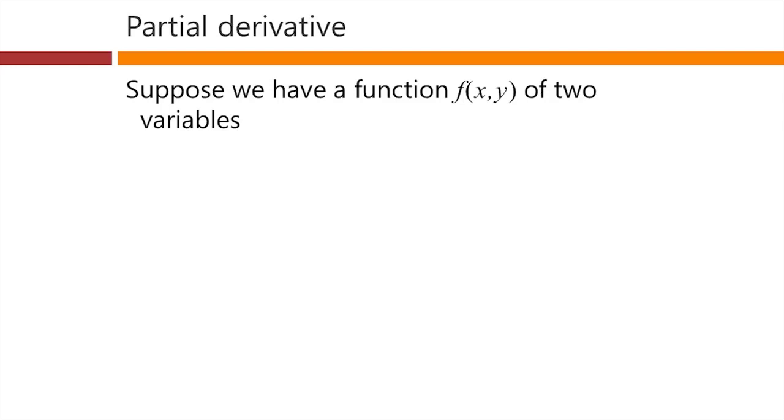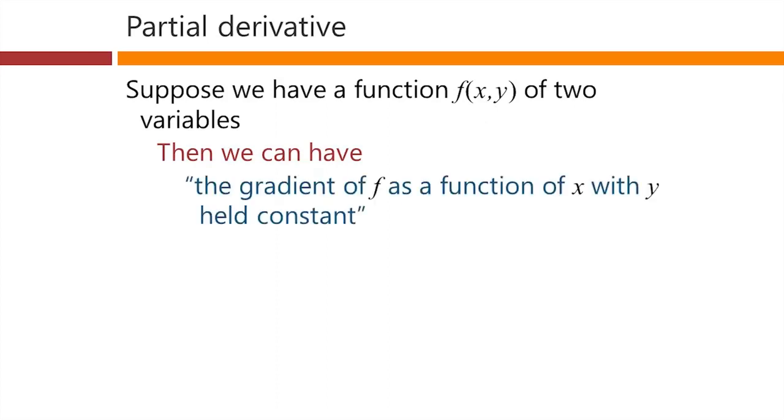So, suppose we have a function f of two variables, x and y. Then we can have the gradient of f as a function of x with y held constant. For example, suppose that x is along the east-west direction, pointing east, and y is along the north-south direction, pointing north. Then, if we were to walk along the easterly direction, walk towards the east, then we would see the gradient of our hill. Perhaps it slopes upwards in the easterly direction, and we would be walking up the hill.